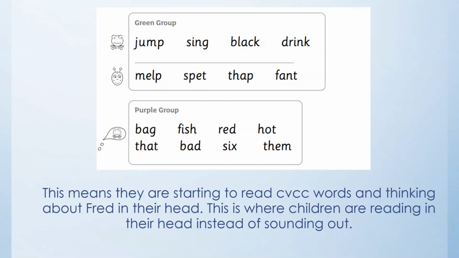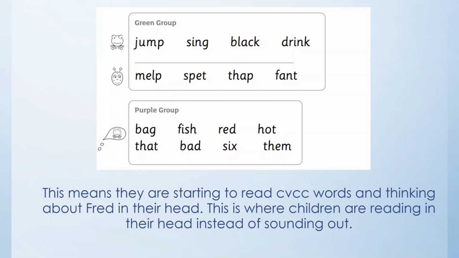Underneath the Fred, there's a little alien. In reception, children are also introduced to alien words. Alien words are a group of letters that still follow our phonics rules, but they don't mean anything. Children are taught to read these alien words so we can check they can apply that phonics understanding in lots of different situations.